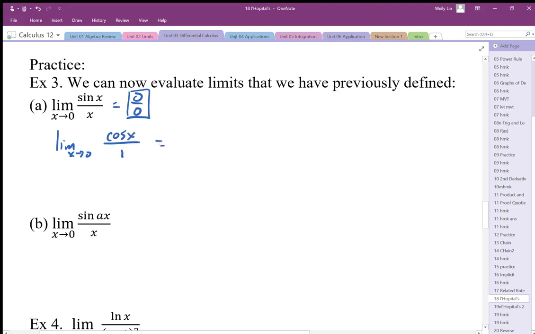I can evaluate this limit. Cos 0 is equal to 1 over 1. There it is. We can confirm, using L'Hopital's rule, something we already knew. Sine x over x, the limit as x goes to 0 is 1.